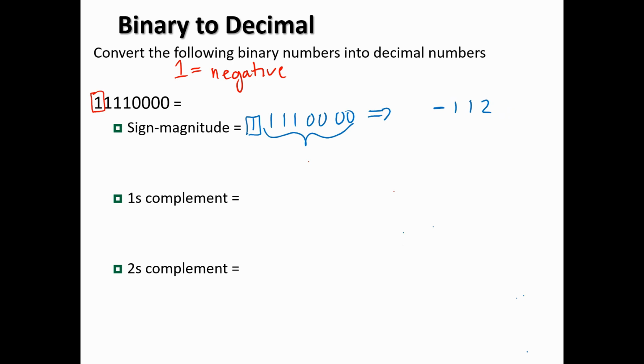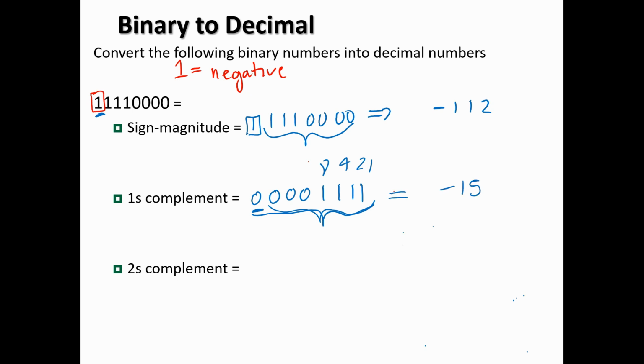What about 1's complement? For the 1's complement, if it's a negative number, we need to invert each of the bits. So 0, 0, 0, 0, 1, 1, 1, 1. And I'm also including the first bit. Okay, and then we convert this in binary. The same thing, so 1, 2, 4, 8. So that's a 15, right? So we have a negative 15.